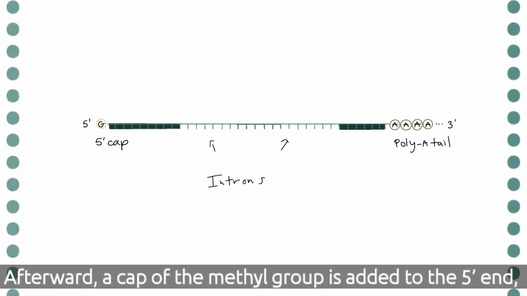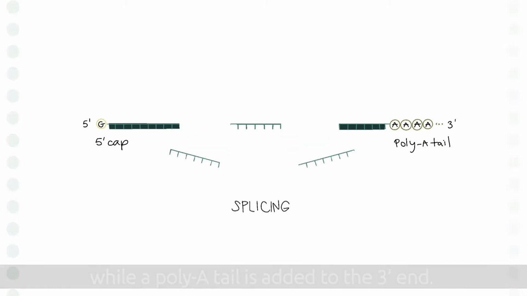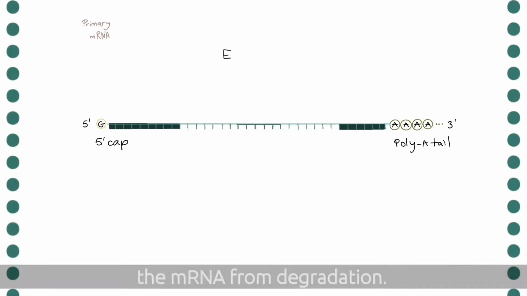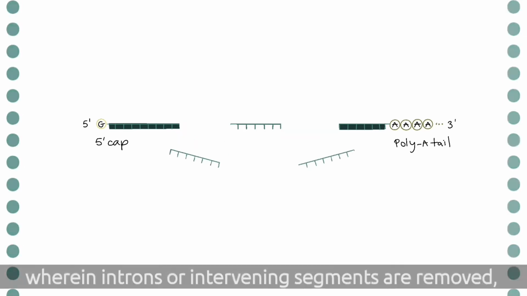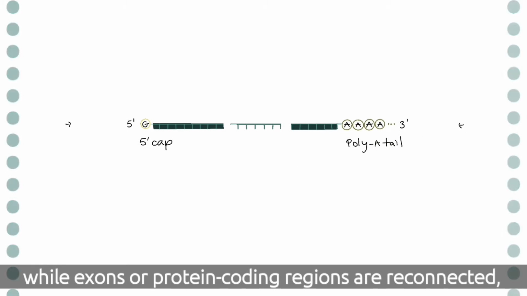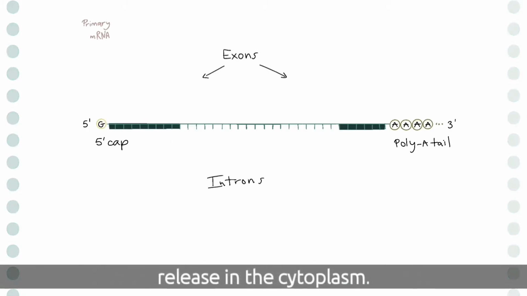Afterward, a cap of the methyl group is added to the 5' end, while a poly-A tail is added to the 3' end. These modifications provide stability and protect the mRNA from degradation. Subsequently, the primary mRNA undergoes splicing wherein introns or intervening segments are removed, while exons or protein-coding regions are reconnected, forming a mature mRNA, which is set to release in the cytoplasm.